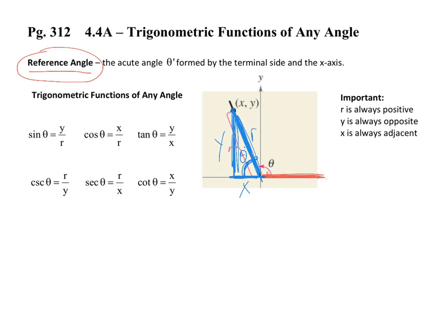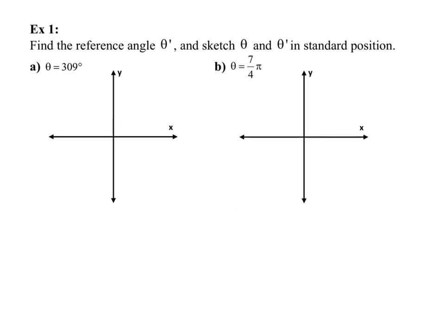A couple important things to be aware of when you're constructing this triangle. These components: the r is always positive. Your y will always be your opposite, the r is always your hypotenuse, and x is always your adjacent. Always, always. Right now, this is a negative x value, and this would be a positive y value. We're going to work plenty with this concept within 4.4. Let's do a couple examples to see exactly how this all works out.